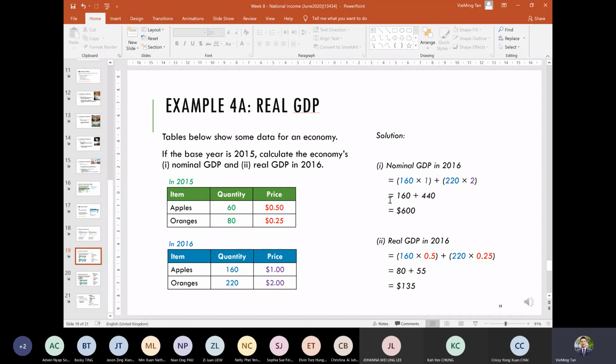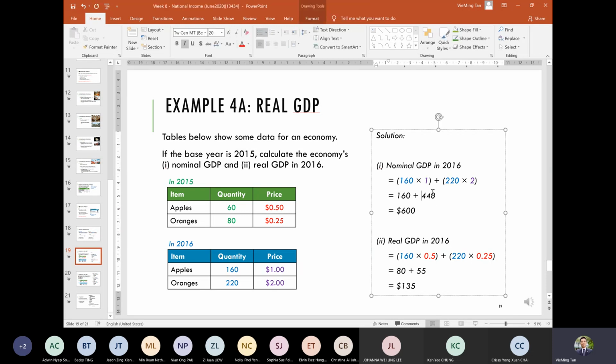Then simplify. For apple, the total final product value is 160 in 2016. And the final product value for orange is equal to 440. Summing these two items, you'll get $600. Okay, so this is the nominal GDP in 2016.